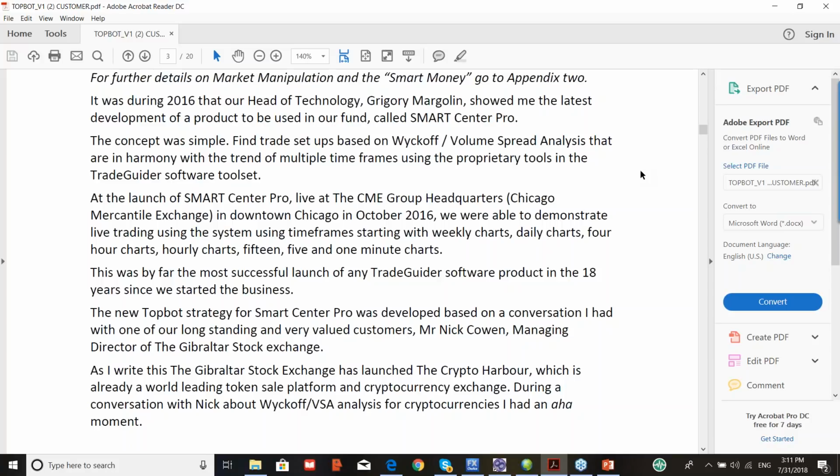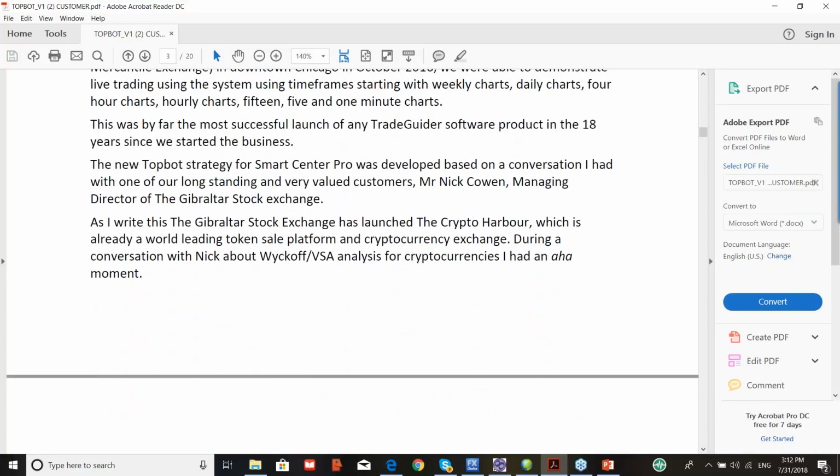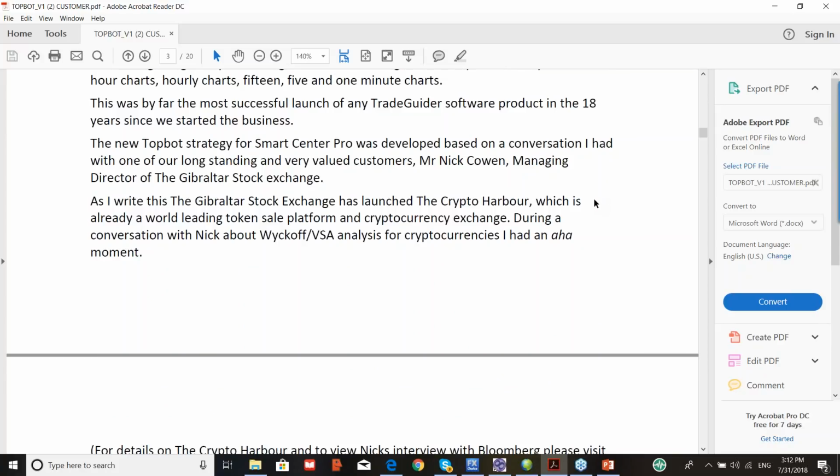At the launch of Smart Center Pro, which was live at the CME Group headquarters, that's the Chicago Mercantile Exchange, in downtown Chicago in 2016 in October, we were able to demonstrate live trading using the system, using timeframes starting with weekly, daily, 4-hour, hourly, 15, 5 and 1 minute charts. This was by far the most successful launch of any Trade Guider software product in the 18 years since we started the business.